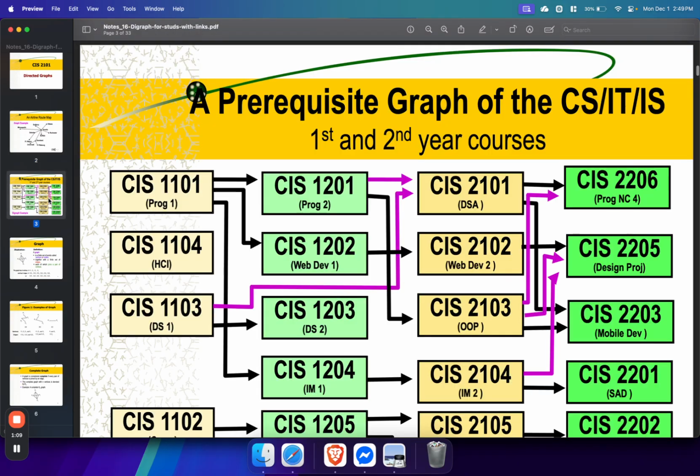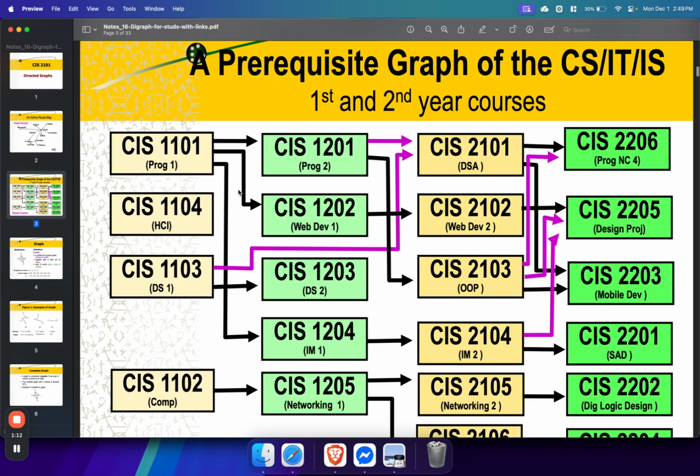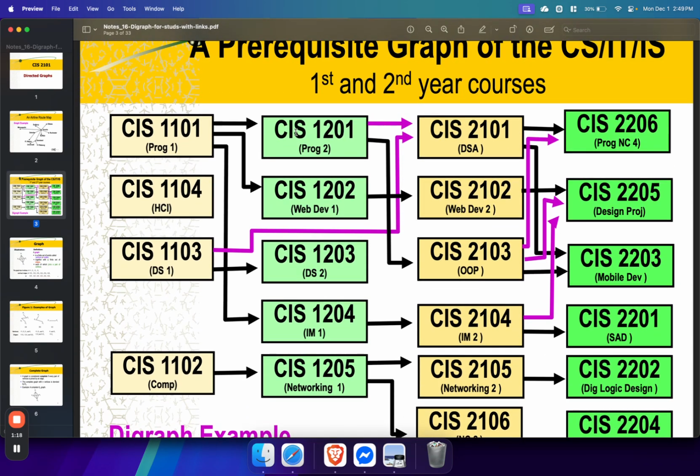Another relevant example of graphs would be your prerequisite graphs for your program. For example, you can't go into Programming 2 if you haven't taken 1101, because it's a prerequisite. 1101 is also a prerequisite for IM1, Web Dev 1, and so on and so forth.